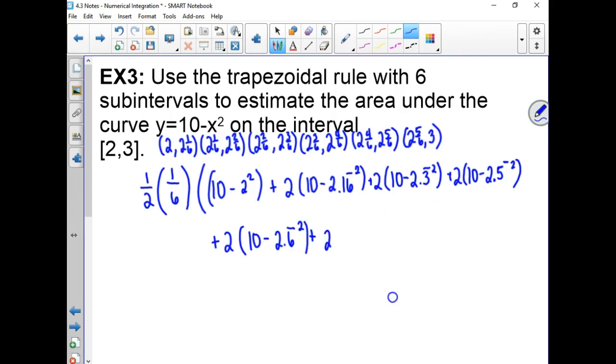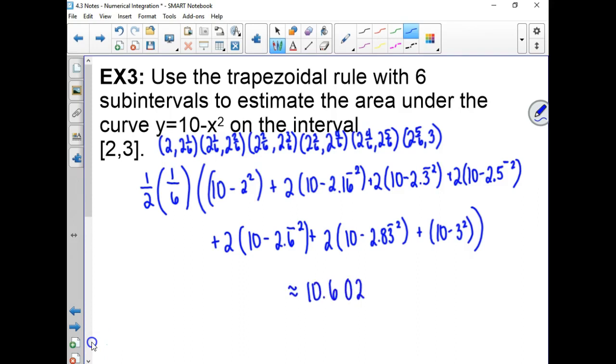Then we have 2 times 10 minus 2.83 repeating squared, plus the very last one, that 3 is only going to count once, so 10 minus 3 squared. And so we would type all of this into the calculator. I'm not going to take the time to go through and do that for all of these right now. For this, I believe, if I've not made a mistake, you should get about 10.602 for that answer.